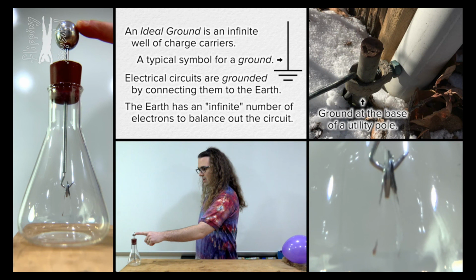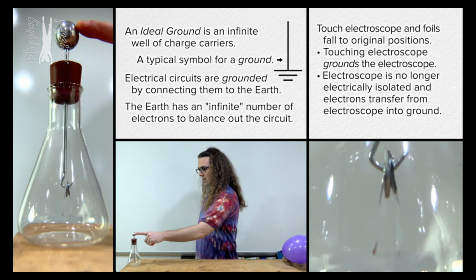In this example, when I touch the electroscope, it is no longer electrically isolated, and the excess electrons on the electroscope flow out of the electroscope into the ground, into me. And the electroscope is now electrically neutral, which is why the foils are no longer repelled from one another. Does that make sense? Yeah.